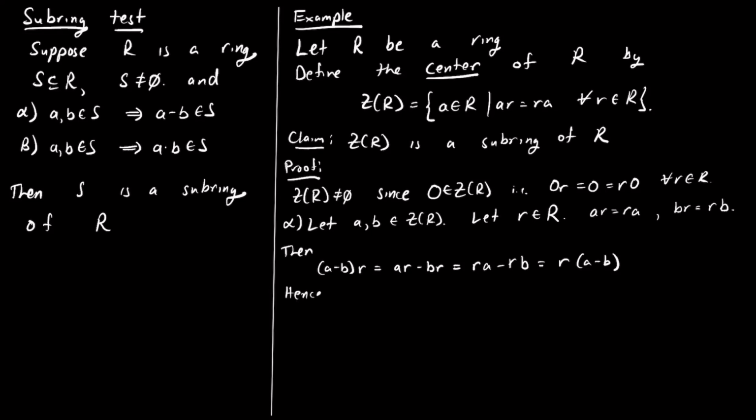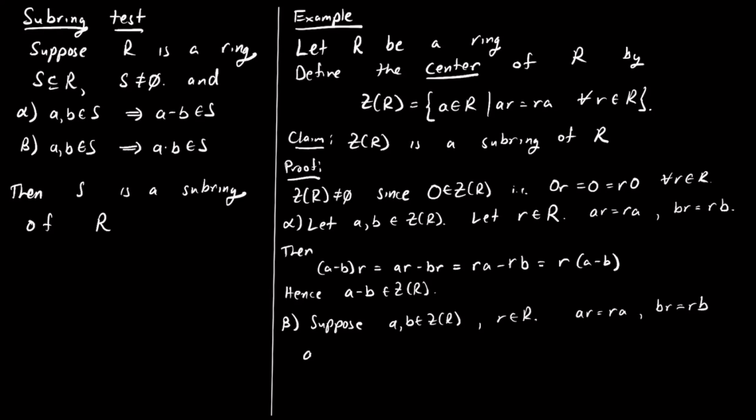Hence, A minus B is an element of Z of R, because little r was chosen arbitrarily. Finally, for condition beta, what can we say? Suppose that A and B are in Z of R, and little r is an element of R. So again, what do we know? We know that AR is equal to RA and BR is equal to RB.